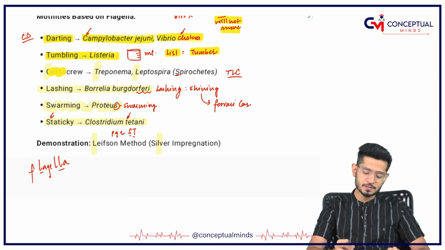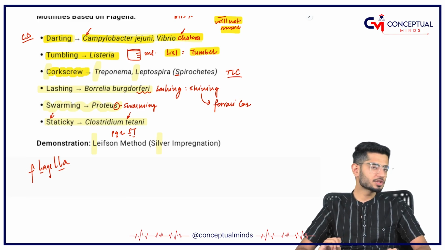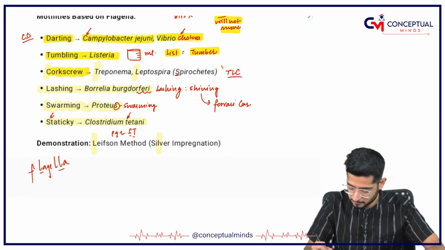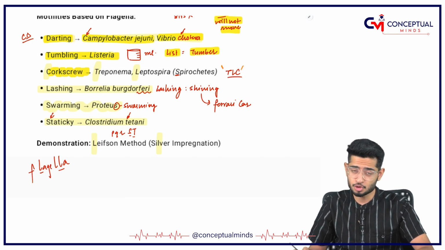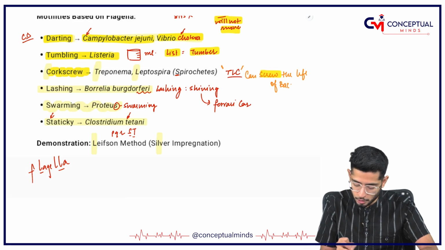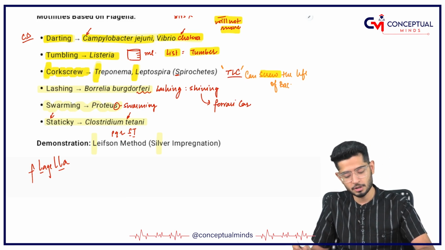Coming on to corkscrew. Have you seen a corkscrew? Something which can screw the life of bacteria is TLC, that is total leukocyte count. WBCs can screw the life of bacteria. So corkscrew has the mnemonic TLC: L for Leptospira, T for Treponema, C for corkscrew.